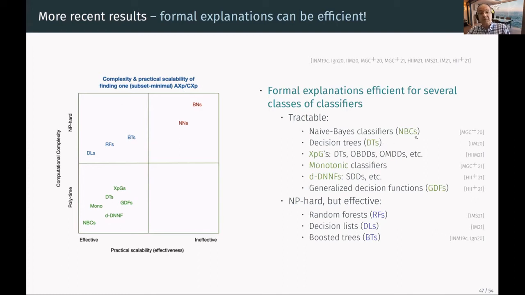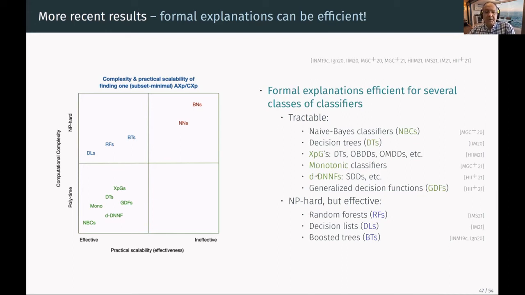In terms of tractable classifiers, naive Bayes classifiers, we showed it last year. Decision trees also last year. Then we showed that a large class of classifiers that can be mapped to what we call an explanation graph, like decision trees, OBDDs, OMDDs, all of this can be explained efficiently also. This month at ICML, we are going to explain how any monotonic classifier can be explained efficiently as well. So here it doesn't matter: as long as the classifier is monotone, you can explain it in polynomial time.